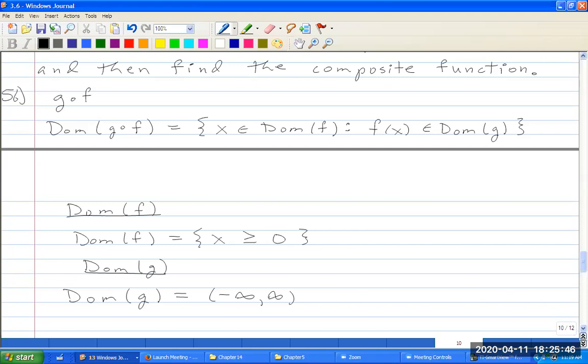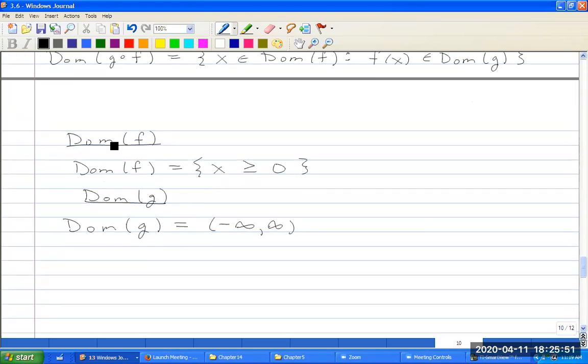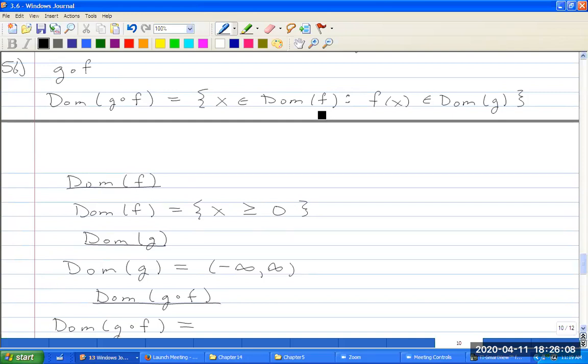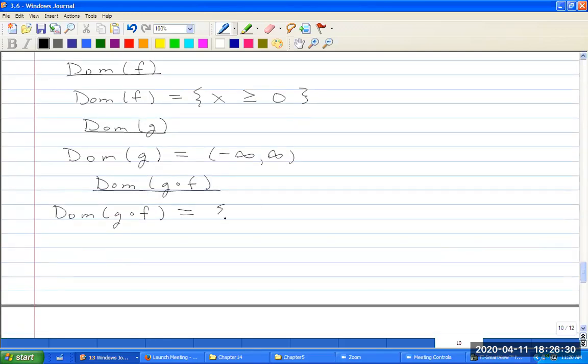So the domain of g composed with f will be every x in the domain of f, and so that's every x greater than or equal to 0, such that f at that x, the square root of x, is in the domain of g. Well, everything's in the domain of g, and so we just have to have that x is greater than or equal to 0. And so the domain is the closed interval 0 to infinity.